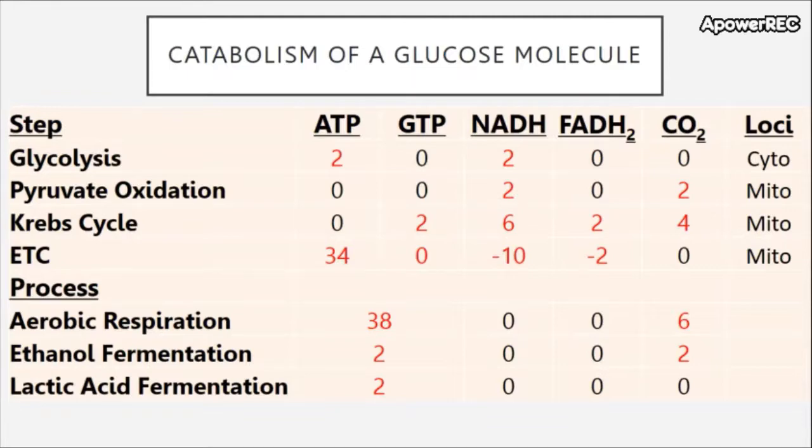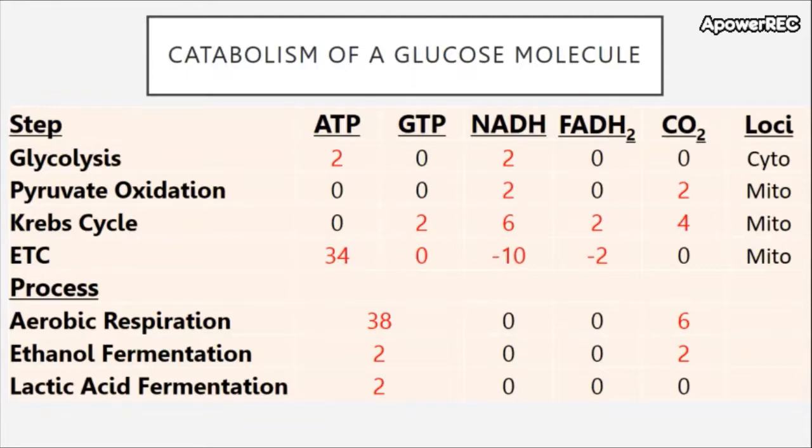The Krebs cycle, we saw 2 GTP produced, 6 NADH, 2 FADH2s, and 4 CO2s. So if we add up all the CO2s there, we get 2 plus 4 equals 6, which would be equal to 1 6-carbon sugar molecule, glucose molecule. In the electron transport chain, we produce by far and away the most ATP at 34. We lose 10 NADHs. In other words, we generate our NAD+. We lose 2 FADH2s, and that's also done in the mitochondria.